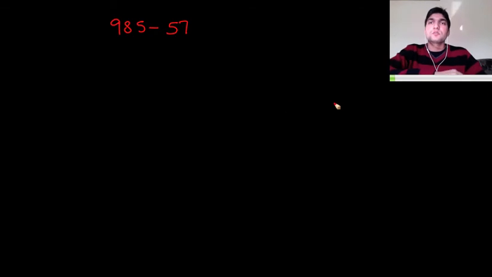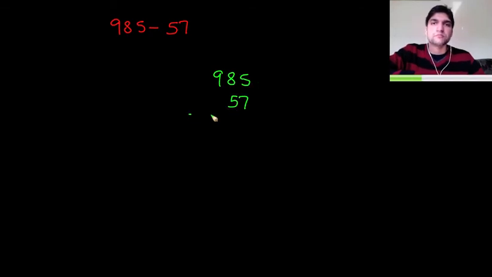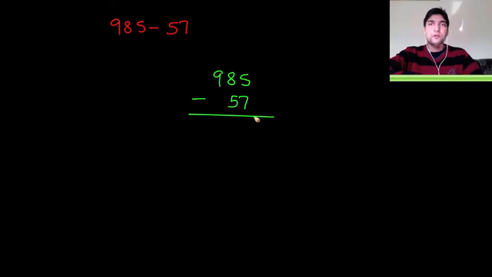We have 985 minus 57. So we have this question. We'll again do the same process like we did before in the previous question. Find out the greatest number, align units place value, and your job is done. So 985 will be here, and 7 here, 5 here. Reverse order is better, you will never go wrong.